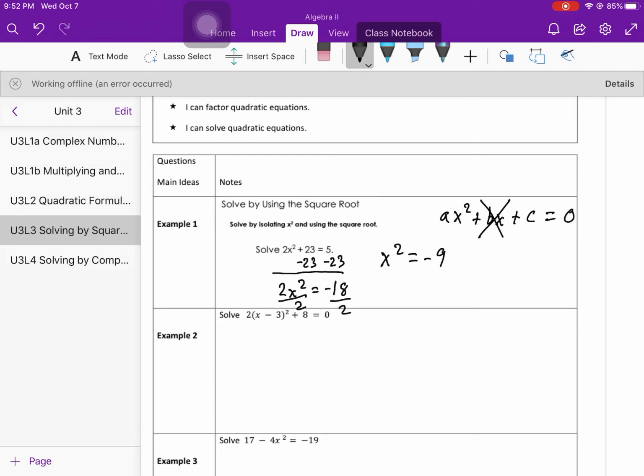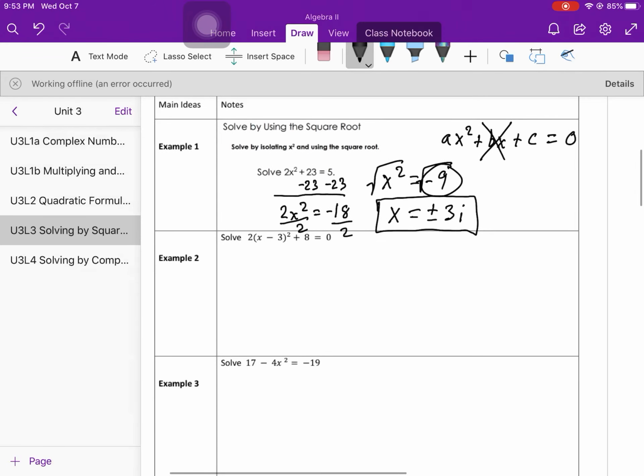Now, we are solving for a variable, so we need to be careful because there's technically two solutions here. When we take the square root of x squared and of negative 9, we get a plus or minus situation. Remember, we are taking the square root of a negative number. Typically, the square root of 9 would be 3, but since it's a negative 9, we get 3i. So we get x equals plus or minus 3i. That's our two solutions there.